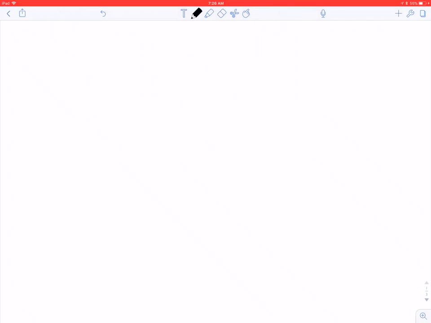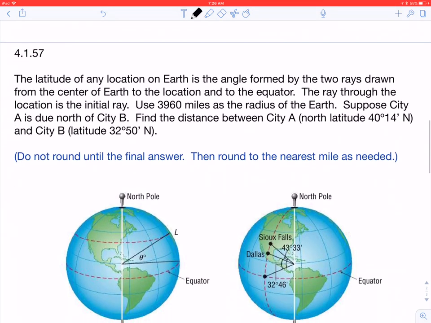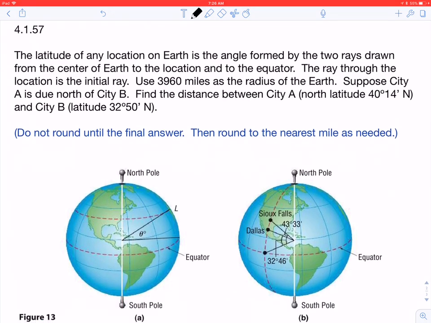A question came in from pre-cal on finding the distance between two cities. So let's take a look at it. From our text, this comes from section 4.1, question 57. And the question goes like this.